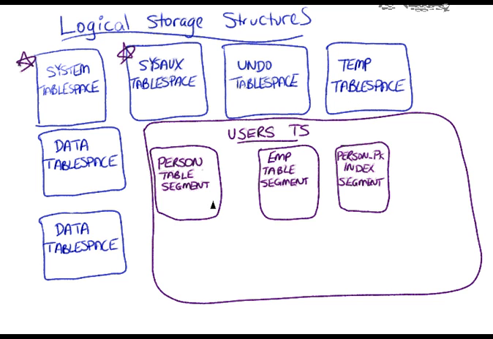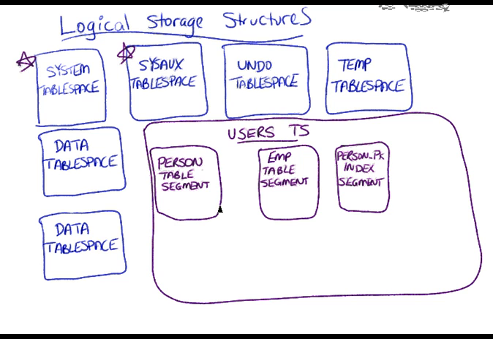Like I mentioned, every single object in the database will be contained inside of a table space, and only inside of one table space, unless you're performing partitioning. Then those different partitions can go in different table spaces. Okay, so let's look at this users table space. Here we've got a person table segment.